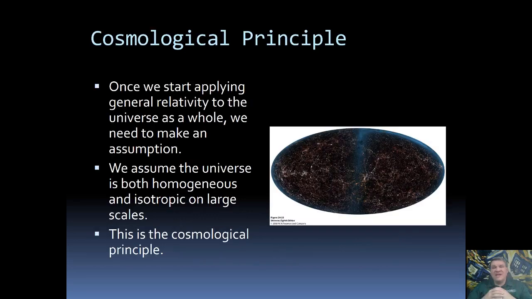We are now dealing with the entire universe. Okay, we're now on a universal scale. Once we get to this size, we have to make some simplifying assumptions. These assumptions are what is known as the cosmological principle, and the assumption we make is that the universe is homogeneous and isotropic.